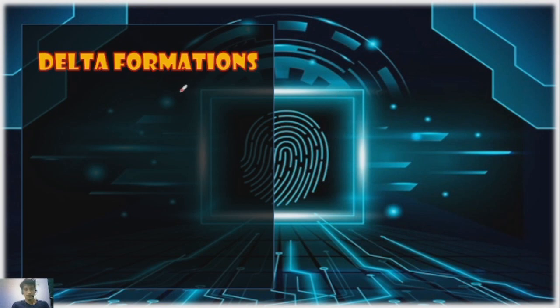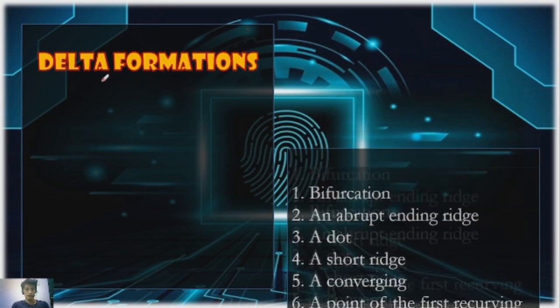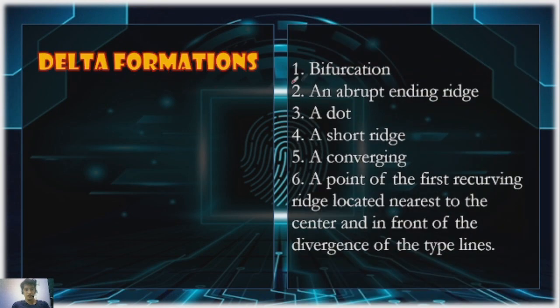Okay? So next in here is the delta location, or locating the delta also. But first, let us try to have here some of the forms of delta. So first of all, as you can see, we have here bifurcation. So delta might be in a form of a bifurcation, or in a Y-shaped formation. Or an abrupt ending ridge.